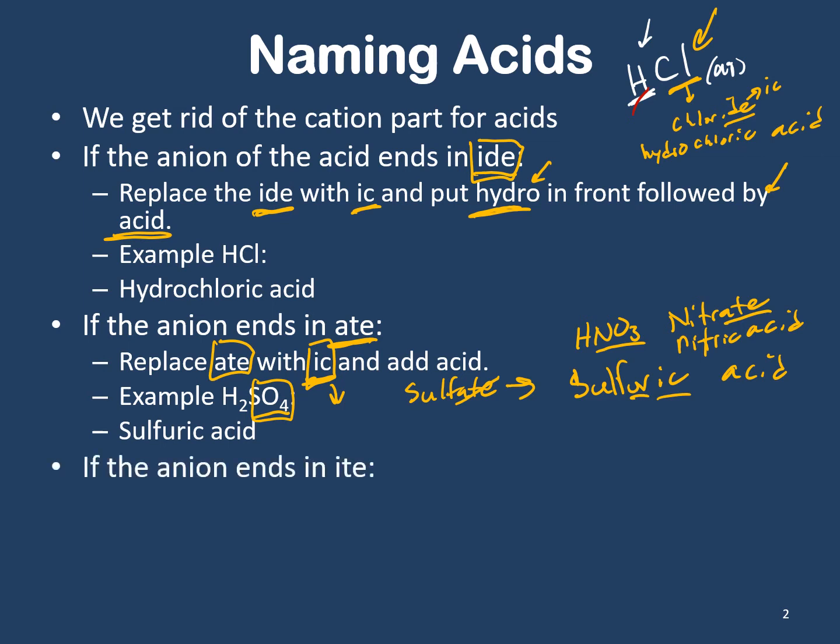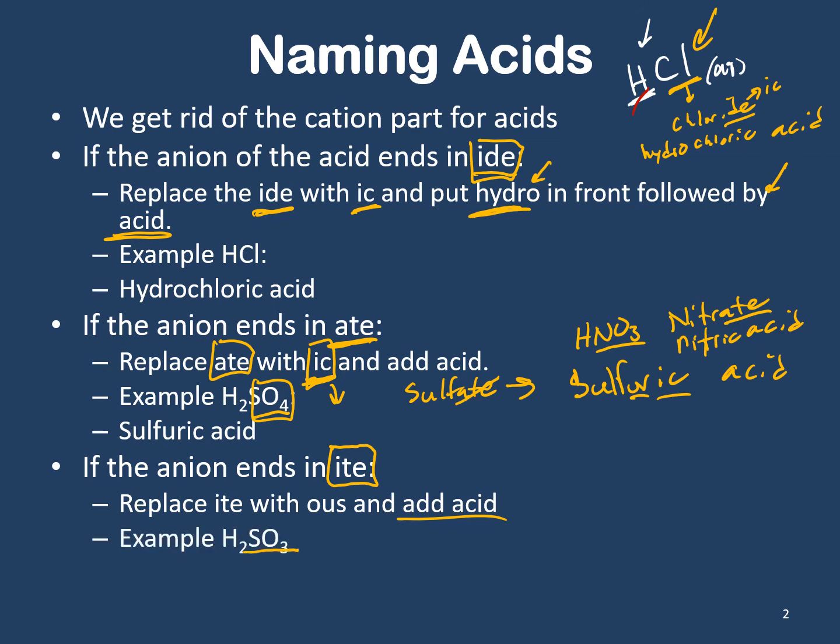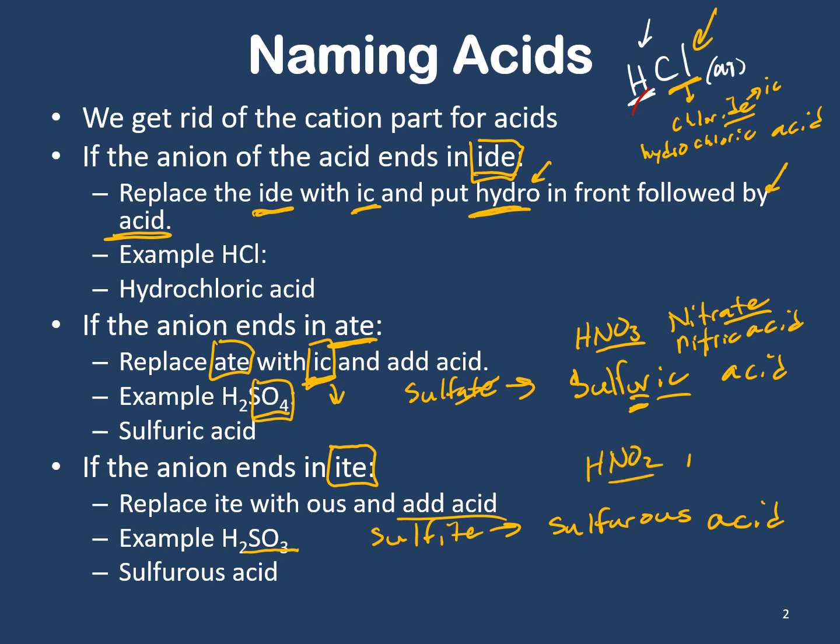So, if the anion ends in ITE, we replace it with OUS and then add the word acid. All of our acid names are going to have acid in the name. So if we look at sulfite, again, we're going to add the UR back in. So it's going to go from sulfite to sulfurous. And then we add the word acid. Or if we were talking about like HNO2, this is nitrite. We'd lose ITE, add OUS. So nitrite becomes nitrous, and then acid.